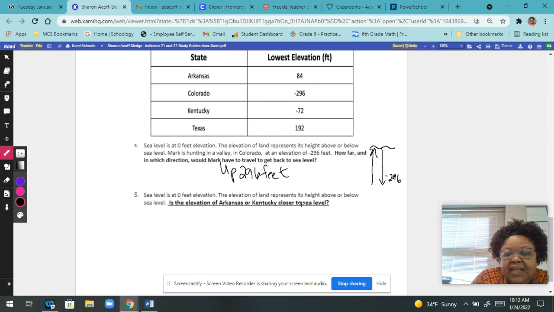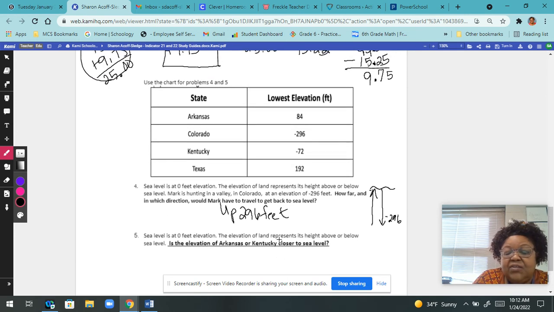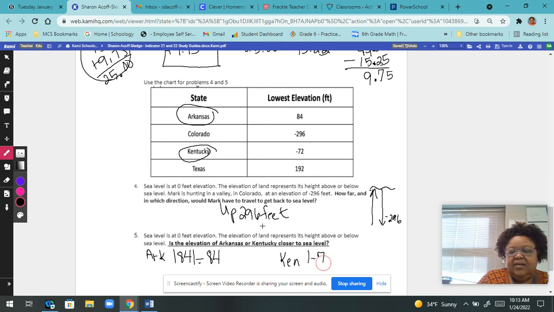Okay, the elevation of land represents its height above or below sea level. Is the elevation of Arkansas or Kentucky closer to sea level? So we need the absolute value of Arkansas and Kentucky's elevation. So for Arkansas, I'm just going to put ARC. The absolute value of its elevation is 84 feet. And then for Kentucky, I'm just going to put Ken. The absolute value of its lowest elevation is 72 feet. So which one is closer?